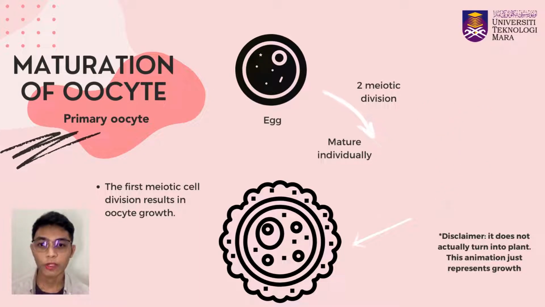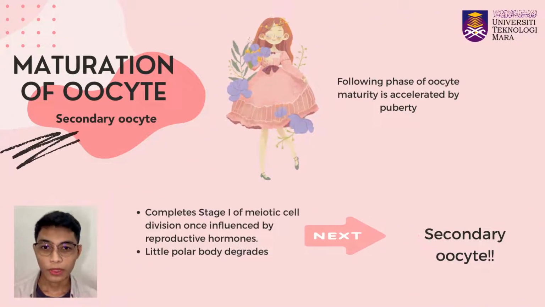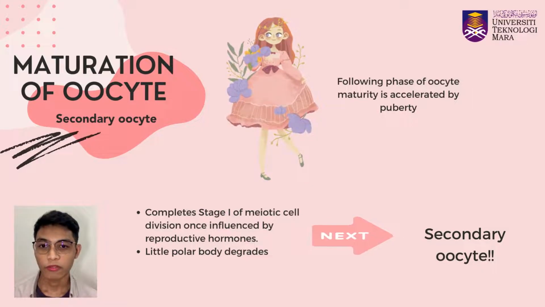They do not, however, immediately advance from childhood to adulthood. The primary oocytes stop developing and stay that way until the next stage is triggered by reproductive hormones. At the age of puberty, oogenesis will continue. The following phase of oocyte maturity is accelerated by puberty. Over the course of a woman's reproductive years, they alternately develop. A fresh batch of primary oocytes starts to mature each month.